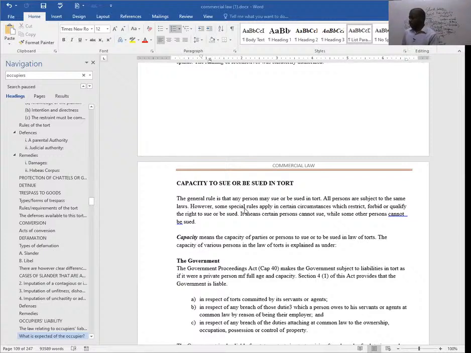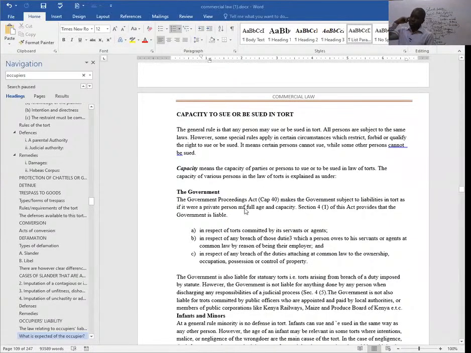So the government is liable, for example, in respect of torts committed by its servants or agents. So any wrong committed by an officer of the government will be held personally responsible. It is also liable in respect of any breach of those duties which a person owes to his servants or agents at common law by reason of being their employer, and in respect of any breach of duties attaching at common law to the ownership, occupation, possession, or control of a particular property by the government. So the government can be sued for any form of tort or wrong committed against a person.